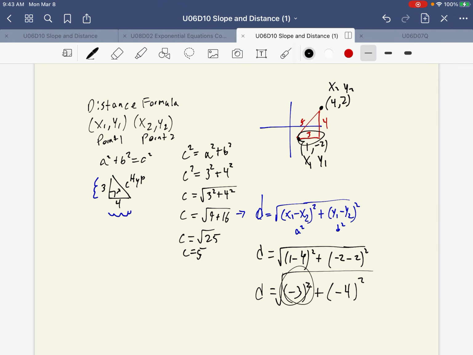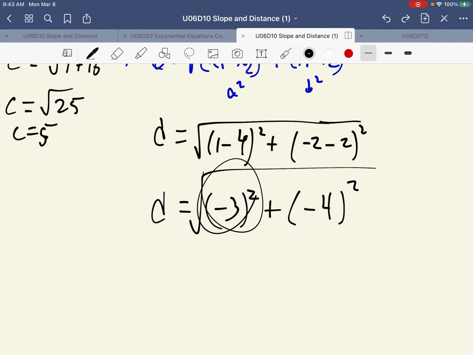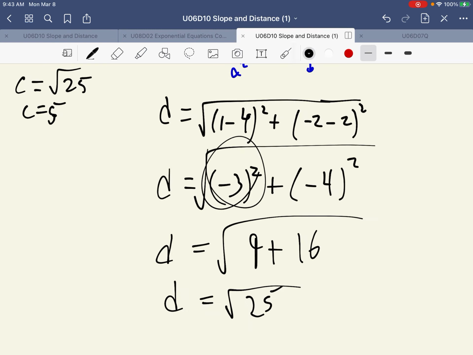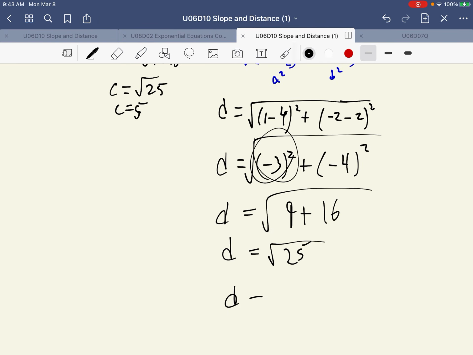So the distance here is 3, but this gave us negative 3. It just has to do with the order in which I picked the points to go. Similarly, this gave us a negative 4, but again, it's just the order in which I put the points. But 3 squared and negative 3 squared and negative 4 squared are still going to be positive numbers. So we'll get the distance is equal to the square root of 9 plus 16. Distance will equal the square root of 25, and the distance will equal 5.